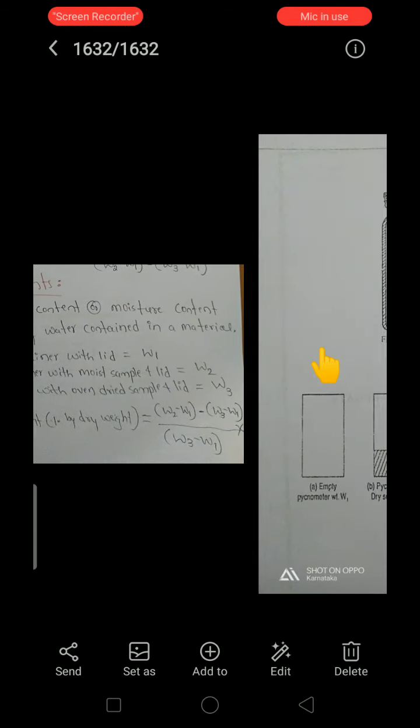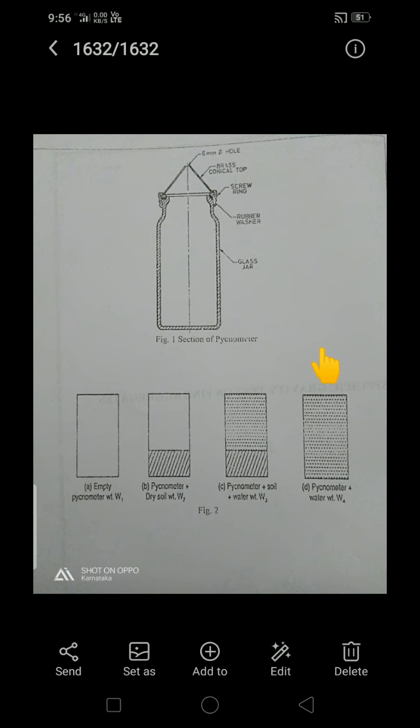I will show the pycnometer. This is the pycnometer cross section. This is the glass jar with a conical cap or top. You will see this conical top in the building material and testing laboratory also, and here one small hole is present, a 5 mm diameter hole. The total arrangement we are going to call a pycnometer. In this glass jar, first we have to take the empty weight of this jar. This diagram represents the graphical representation of the specific gravity process.